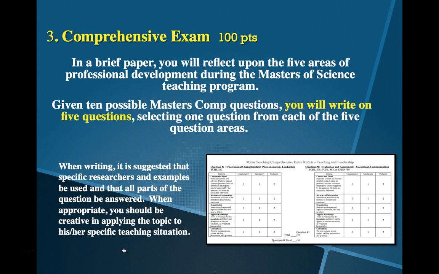The third thing that you do is your comprehensive exam. It's probably the easiest thing. We're going to give you 10 areas, with 2 questions from each area, and you're going to choose one from each area. And we're going to limit it to 2 pages on each of your questions.